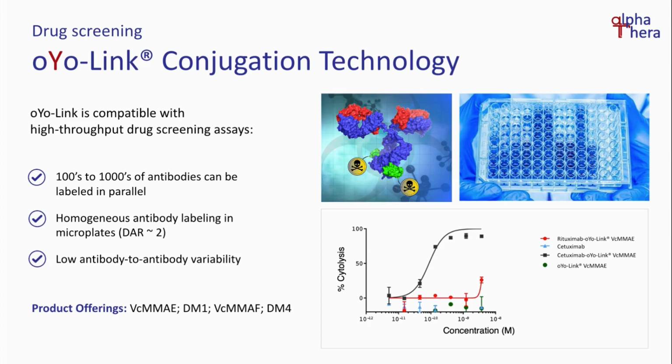Second, the free oYo-Link drug does not need to be removed after antibody labeling. The antibody-drug conjugate in the presence of excess oYo-Link drug can be directly added to cells without any purification steps. This is possible because the free oYo-Link drug is not cytotoxic. Any drug that is attached to oYo-Link is not able to enter cells, unless targeted with an antibody. This significantly simplifies the high throughput evaluation of many antibody-drug conjugates in parallel, since no purification steps are required.